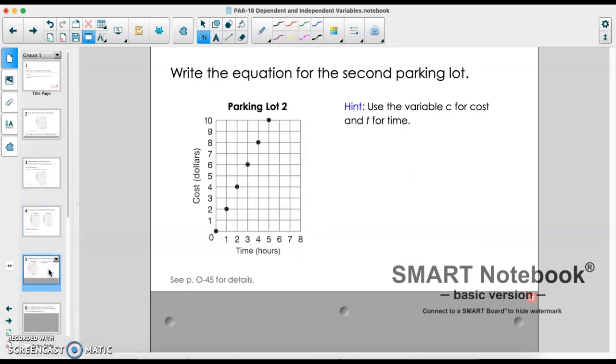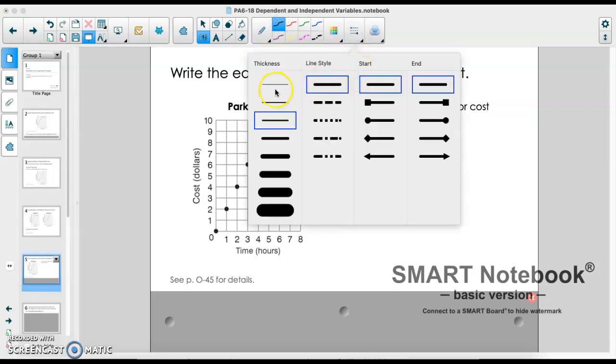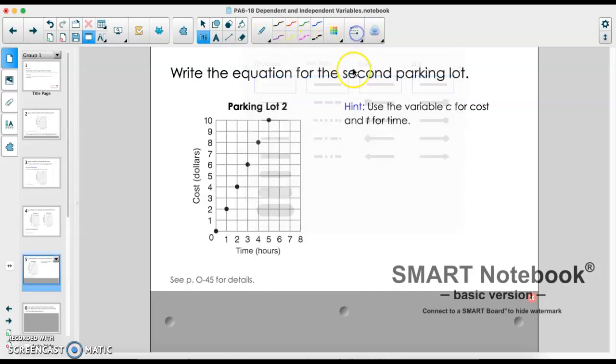Now what we're going to do is start looking at something called dependent and independent variables. To start, we can write the equation for the second parking lot. It says to use the variable c for cost and t for time. So the cost is going to equal 2 times the number of hours, or 2t.